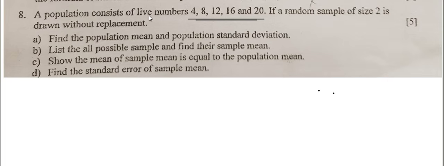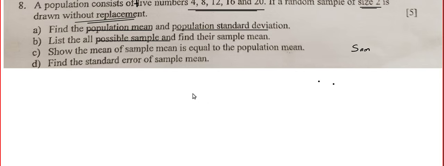Okay, so a population consists of 5 numbers: 4, 8, 12, 16 and 20. If a random sample of size 2 is drawn without replacement, find the population mean, find the population standard deviation, and list all possible samples. Normally they ask this kind of question, and sometimes they will even ask the sampling distribution. I'll explain that along with this so that it will be beneficial for you. So look at this. The first thing to do is write the population members 4, 8, 12, 16 and 20.